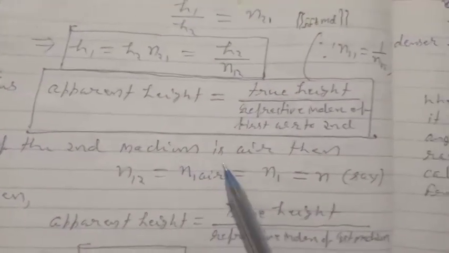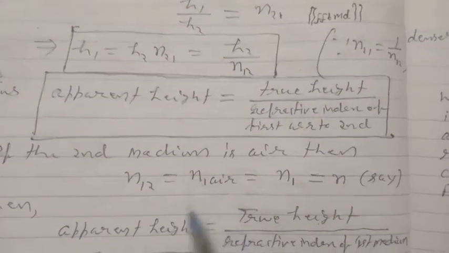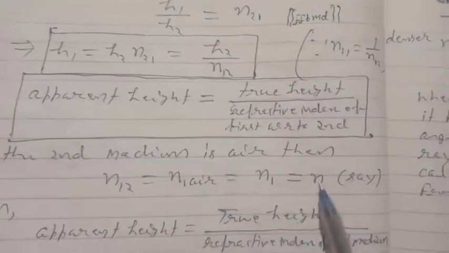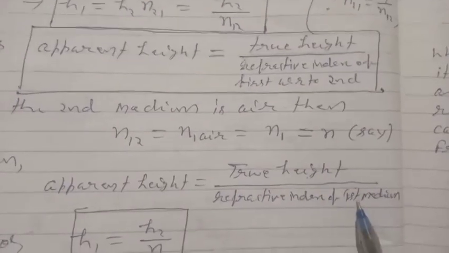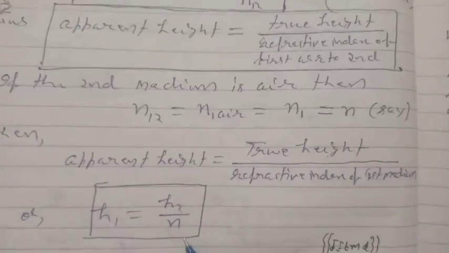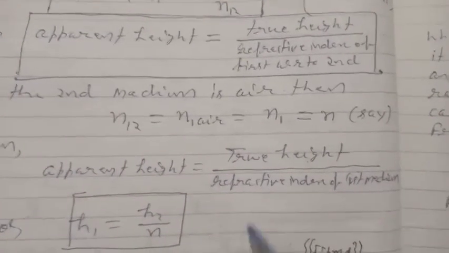If the second medium is air, then N12 equals N1 air, which equals N1, equals N, say. Then apparent height will be true height divided by the refractive index of the first medium, that is, H1 equals S2 by N, where N is the refractive index of the material placed in the tank.